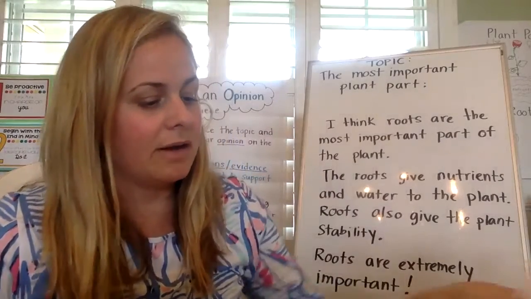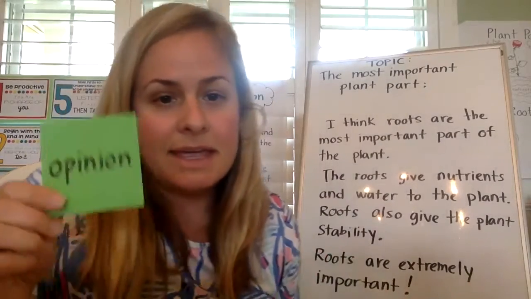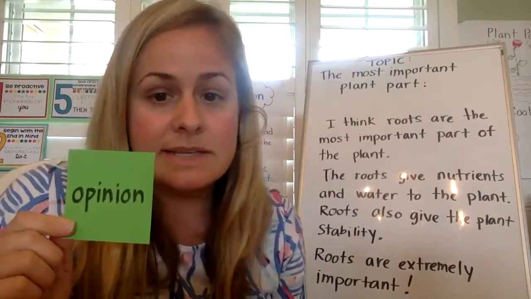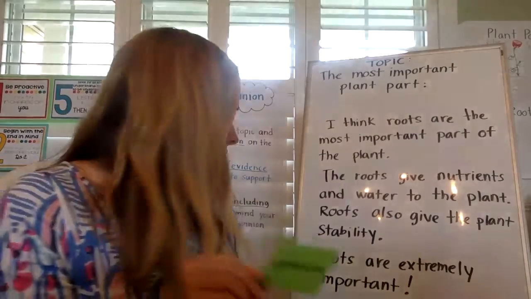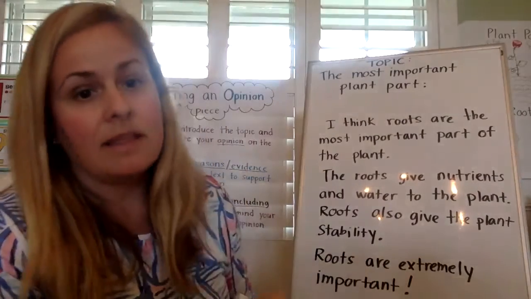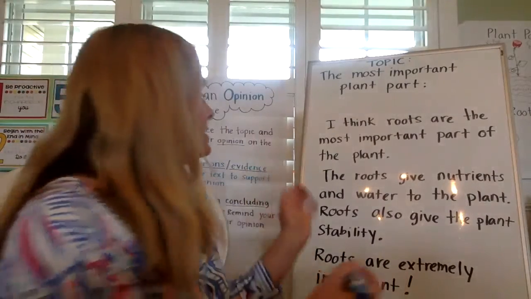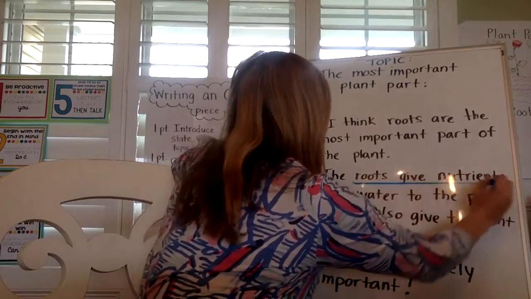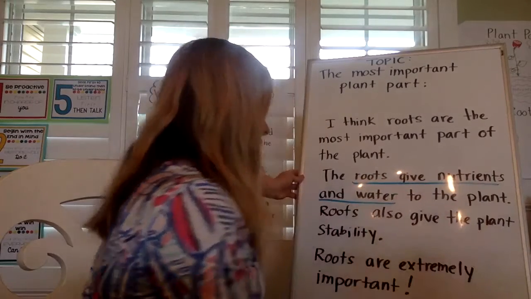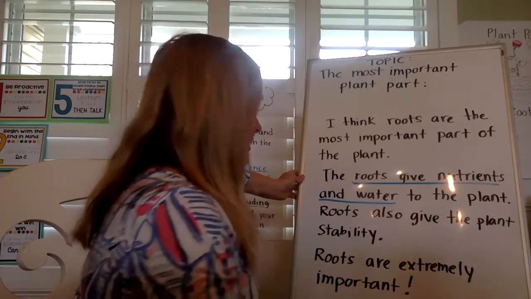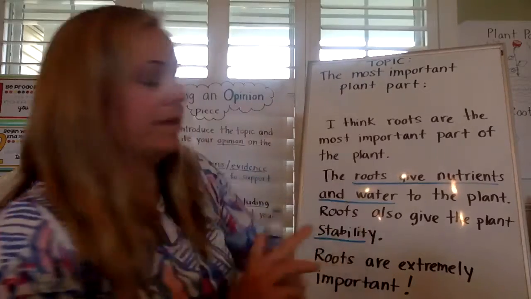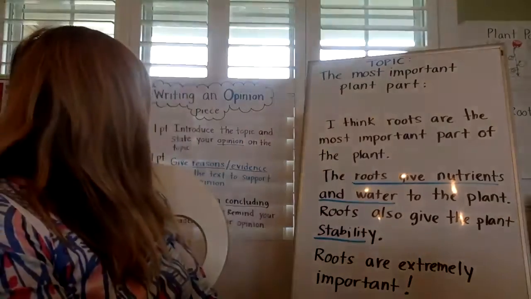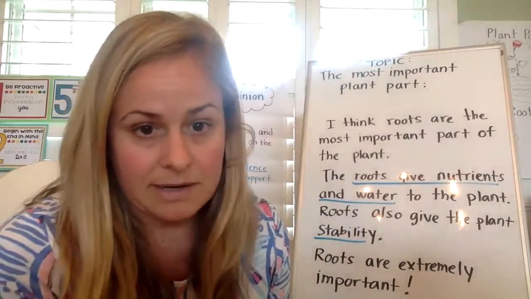Remember, when we are writing our opinion topic, it is what we think or what we feel. And those feelings can be based on facts and information. And those facts and information that I included in my opinion piece were gained through reading. I read about roots and how they give nutrients and water to the plant. I also read about how roots give the plant stability and hold the plant up firmly in the ground. That is my evidence or my reasons for my opinion.